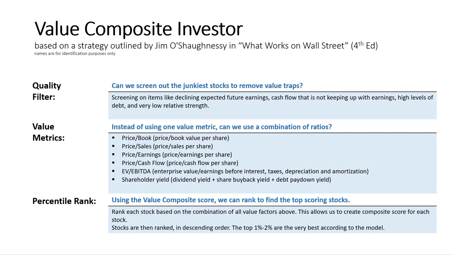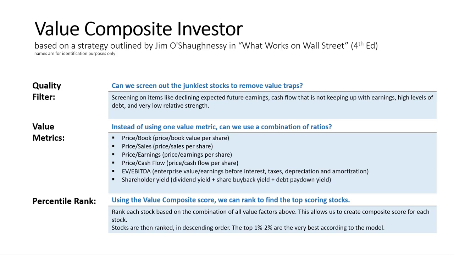So what we do to remove these stocks is we screen on things like declining expected future earnings, cash flow that's not keeping up with earnings, high levels of debt, and very low relative strength. Those stocks that score in the bottom 10% based on the combination of these quality metrics are removed from the universe.